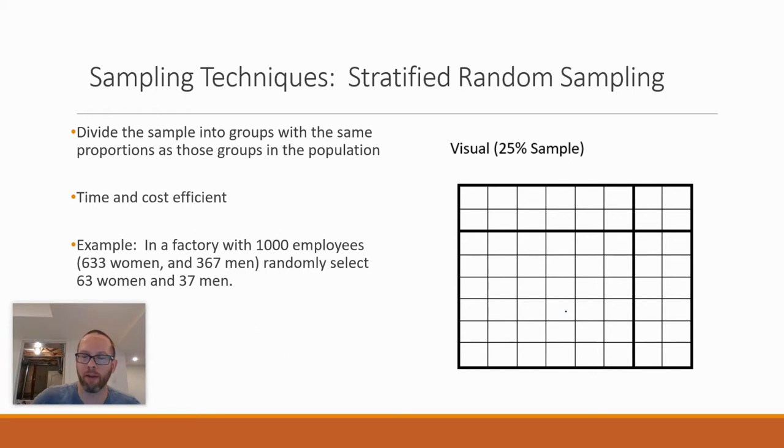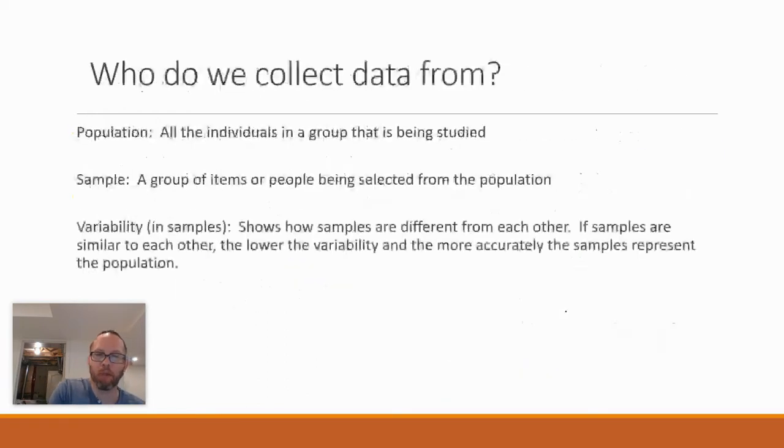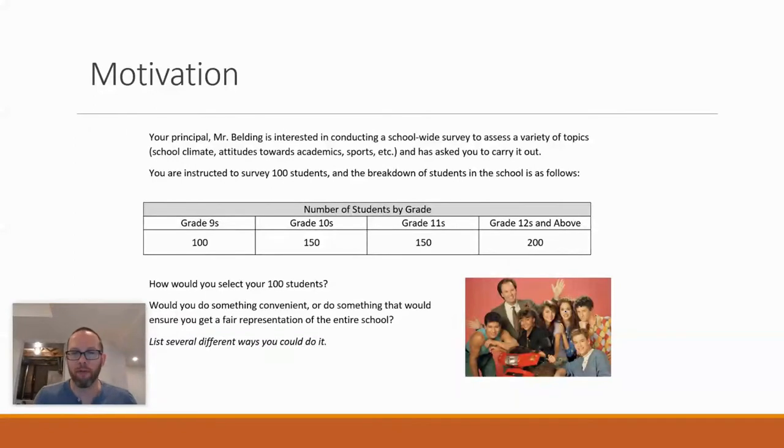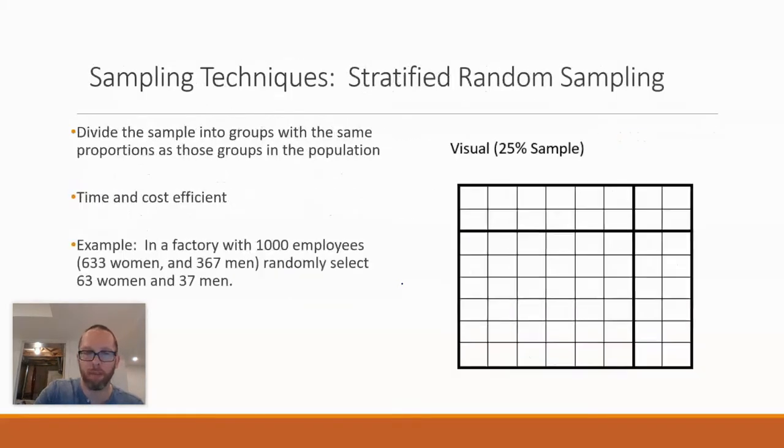This also relates back to the motivation question, where if 1/6 of the population are grade 9s, then 1/6 of our 100 students, maybe 16 or 17 of our sample, should be grade 9s. And if 1/3 of our students are grade 12 and above, then 1/3 of our 100, maybe 33 or so, should be grade 12. So this is called stratified random sampling. And the key word there is proportion.